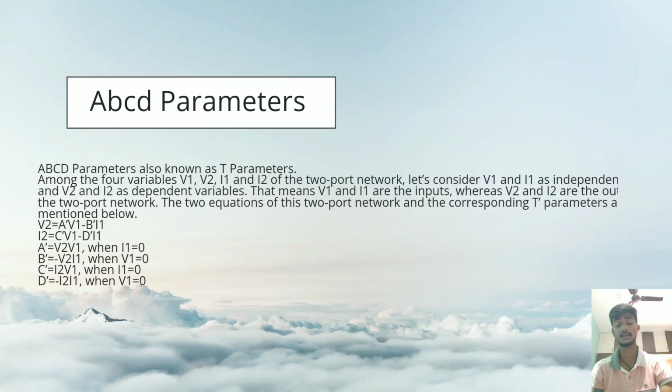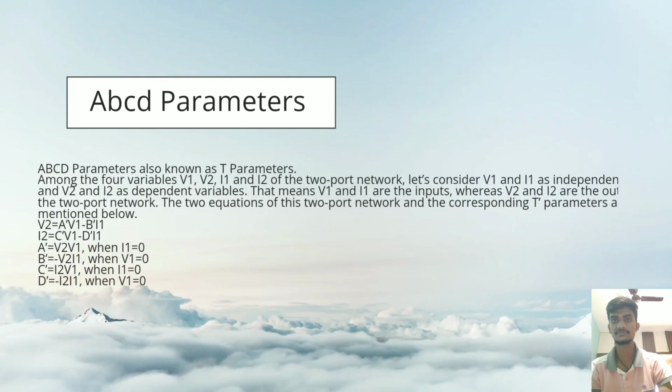Next, the last type of parameter is the ABCD parameters. The ABCD parameter is also known as the transmission parameter or T parameter. Among the four variables V1, V2 and I1, I2 of two-port networks, let us consider V1 and I1 as independent variables and V2 and I2 as dependent variables. This means V1 and I1 are inputs and V2 and I2 are outputs in two-port networks. The two equations corresponding to the T parameter are mentioned below.